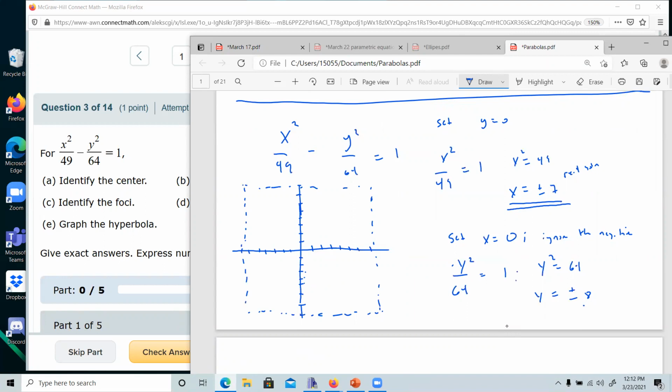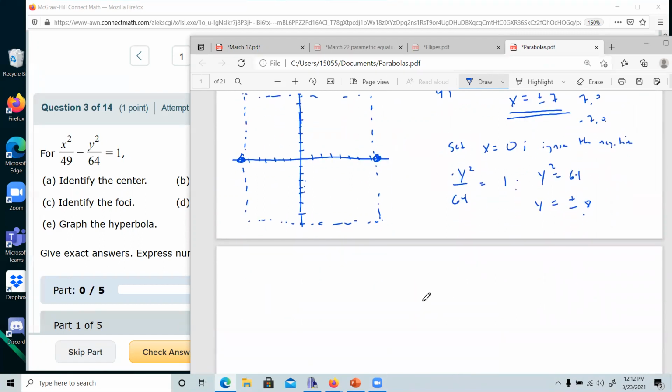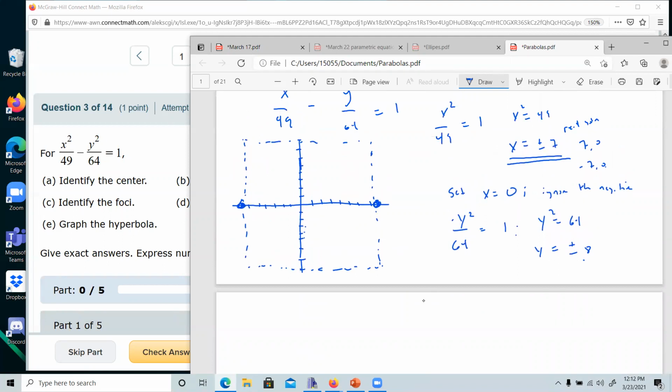Yeah, 1.7 and 1.8 in this case, so it's really close. Now, there are 2 points at 7, 0 and -7, 0, right? 7 away from the center, boom. -7 away from the center. And then what we do next is we draw these asymptotes between the diagonals of the box.